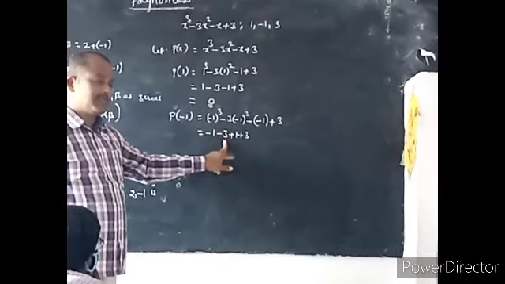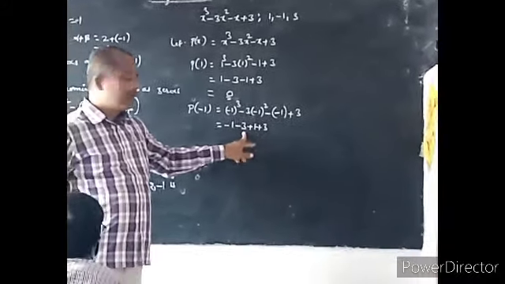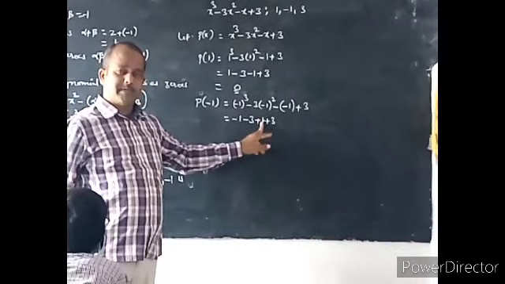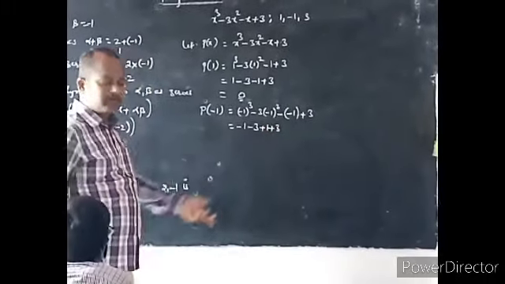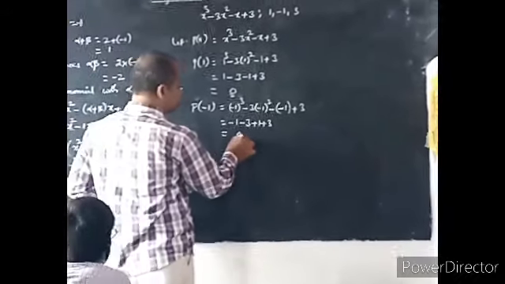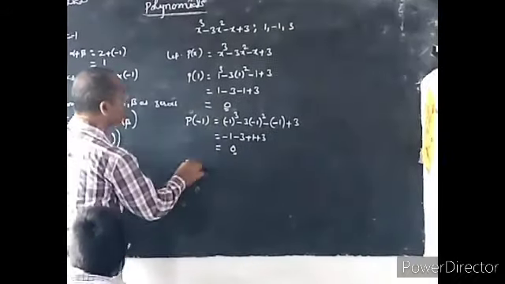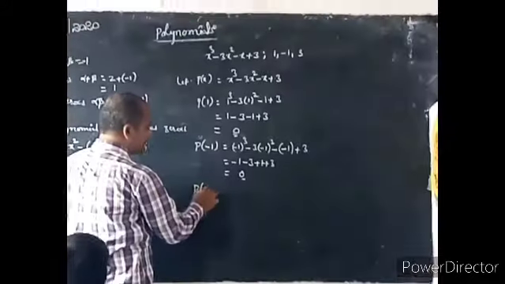Minus 1 minus 3, minus 4. Minus 4 plus 1, minus 3. Minus 3 plus 3 is 0. So finally this value is 0. Next, p of another number, what is it now?